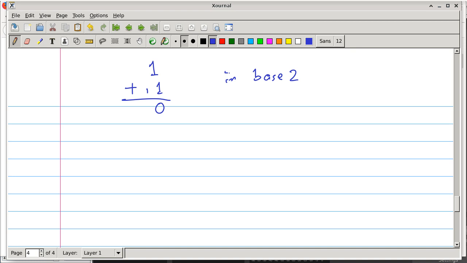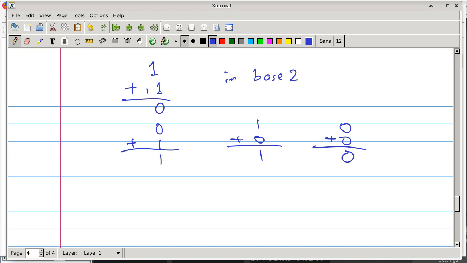Okay? What about the other cases? Well, the other cases turn out to be pretty easy in base 2 or in any base. 0 plus 1 in base 2 is just like in any other base. It's just 1. 1 plus 0 in base 2 is just 1, just like in any other base. And then we have 0 plus 0. It's just like in any other base. It is just 0. Is that okay? So these three cases are pretty trivial.